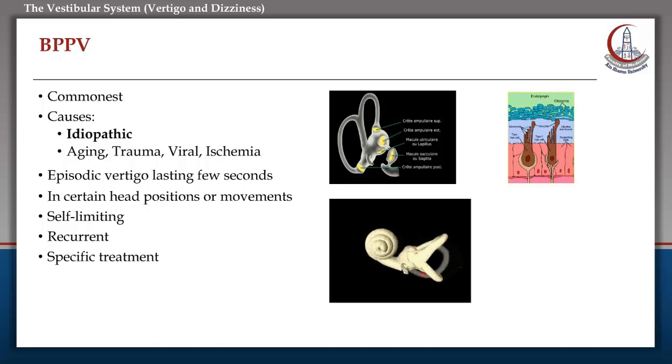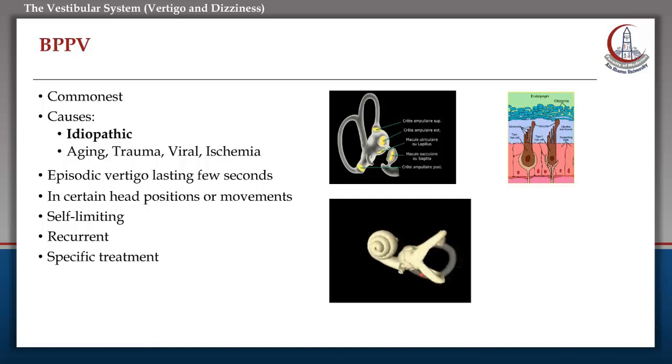So these particles will become displaced and settle into an abnormal position, and once the canal, usually the posterior canal, which is the commonest, goes into a critical position when it is much lower, by gravity, this particle will stimulate the canal and give this sensation of rotation and vertigo and nausea and vomiting. But once the head is back in another position, whichever position, the canal will not be stimulated and the patient will not have any vertigo.